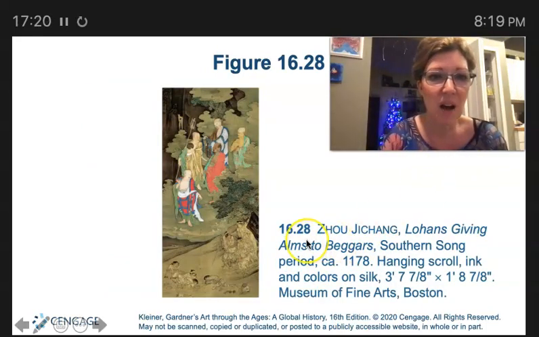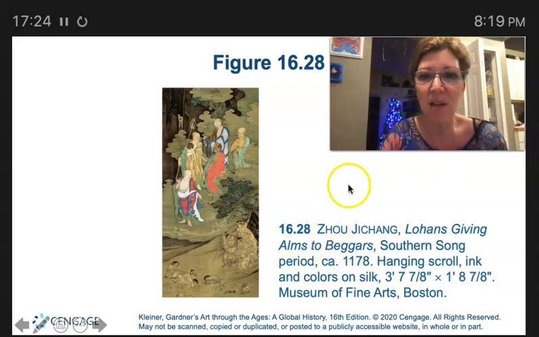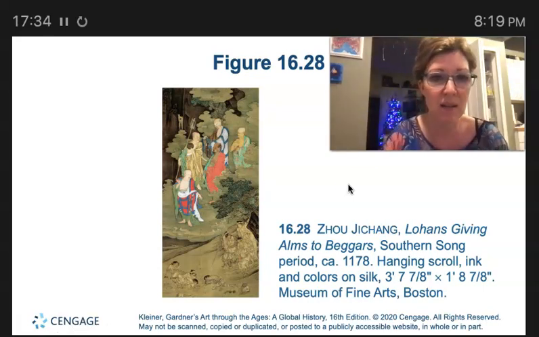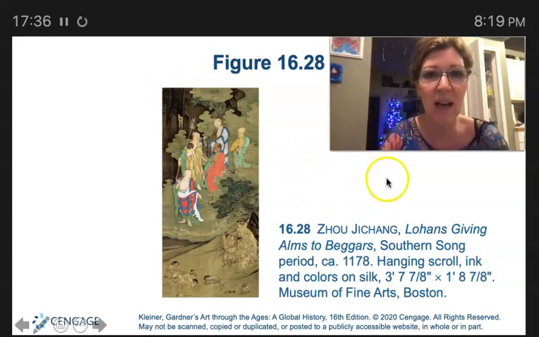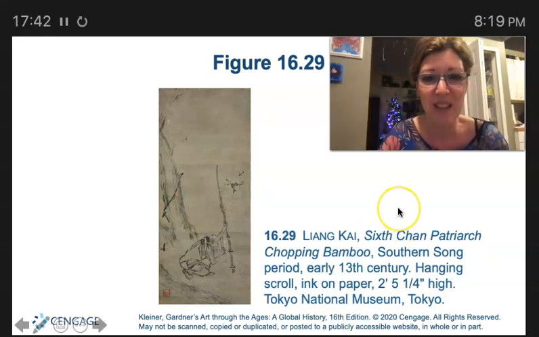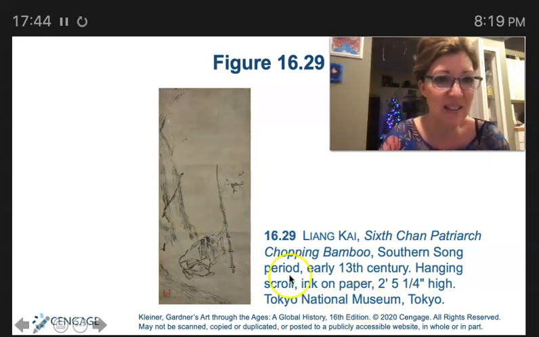Okay, this is Zhao Jishang. He used color in this painting for symbolic purposes. So, and it was in accordance with the writings of Xie. I did look that one up, so I get that pronunciation. Liang Kai, again with these poetic ideas.